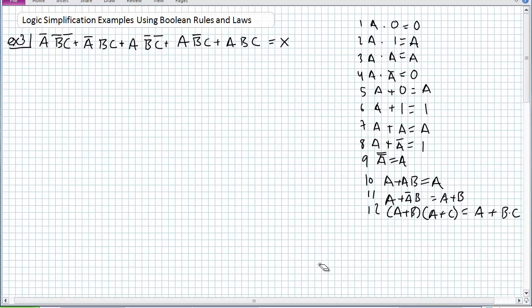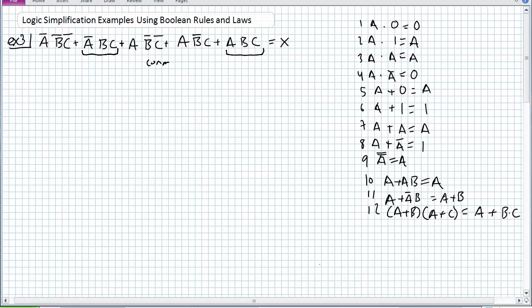How am I going to get this to Boolean so I can use the Boolean rules and laws? Make use of the commutative property. You can always rearrange these things, and it's a little bit of an art form to recognize terms. You're going to arrange it so you can use some of these laws. I see this one has a not A ANDed with B and C. Look at this one: A ANDed with B and C. There's a common term there.